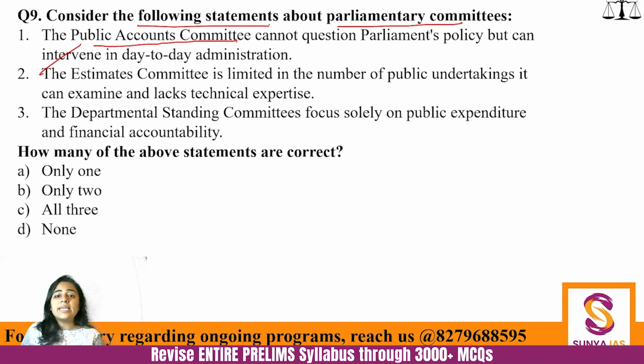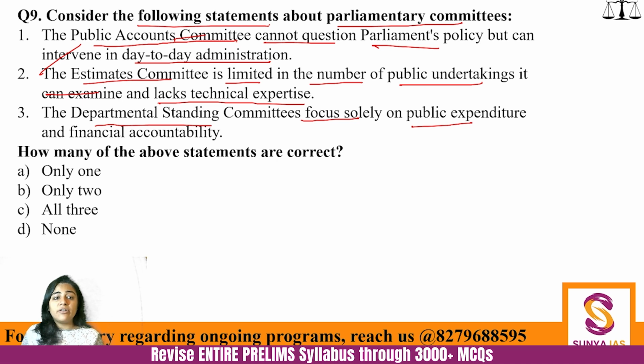Next question. Consider the following statements about parliamentary committees. The Public Accounts Committee cannot question Parliament's policy but can intervene in day-to-day administration. Estimates Committee is limited in the number of public undertakings it can examine and lacks technical expertise. And Department Standing Committee focus solely on public expenditure and financial accountability. How many of the given statements are correct? Go one by one, and it is again a very application based question.